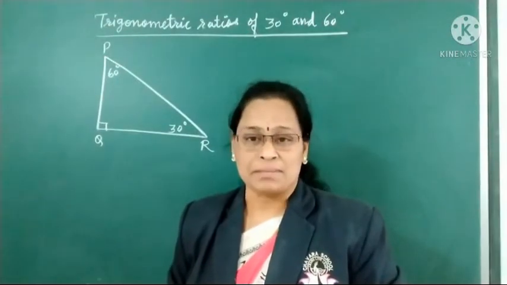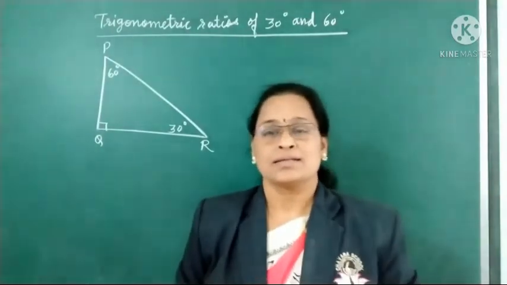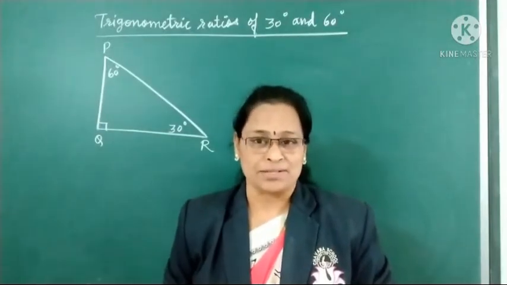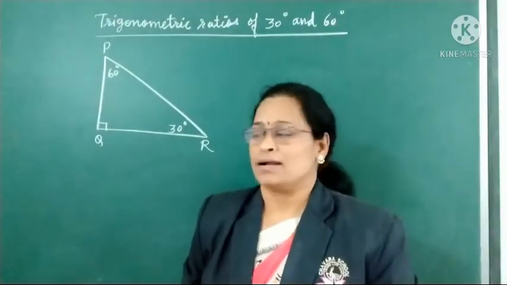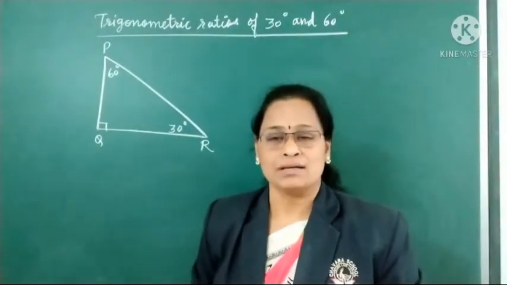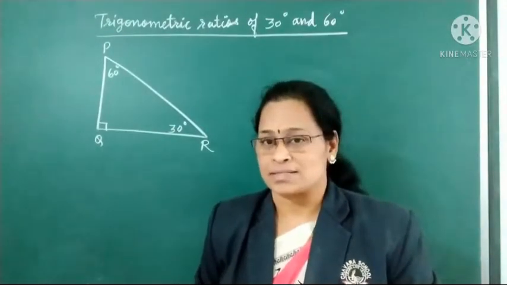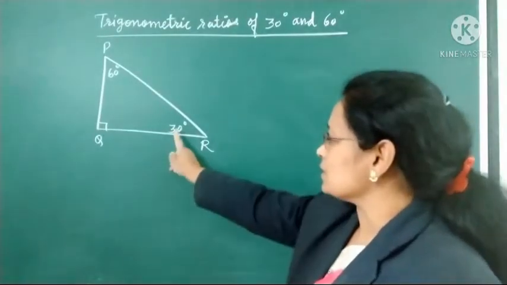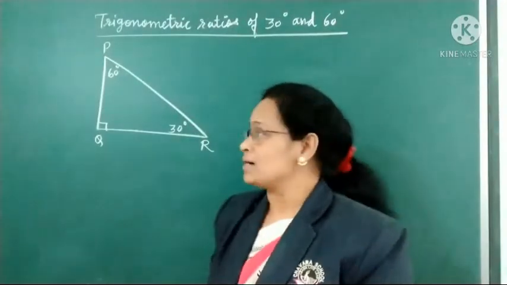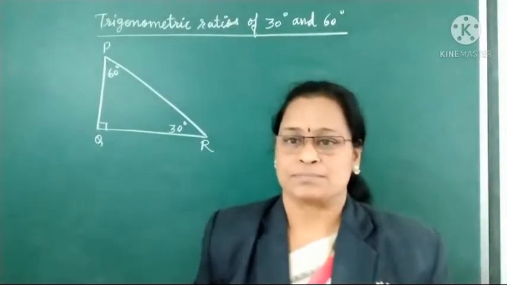Did you remember something about this? Yes, you have learned the theorem related to this 30 degree, 60 degree, 90 degree triangle. Let's recall, the theorem is like this: in a right angle triangle, with the measures of the acute angles 30 degree and 60 degree, the side opposite to 30 degree is half of the hypotenuse, and the side opposite to 60 degree is root 3 by 2 of hypotenuse.